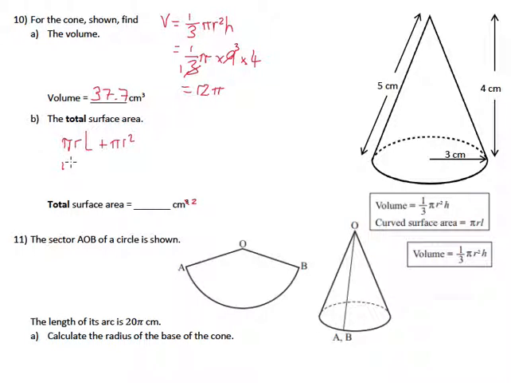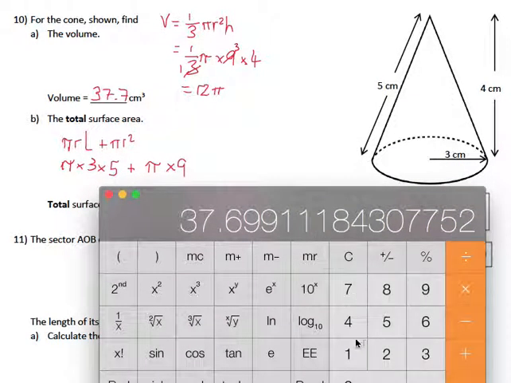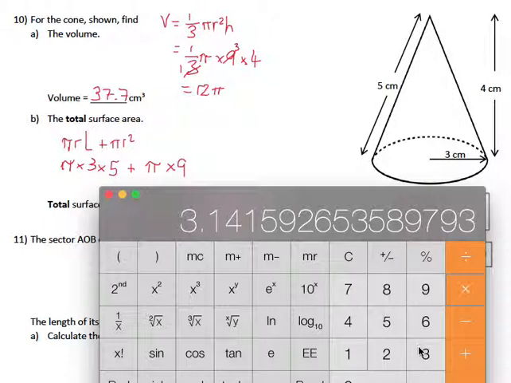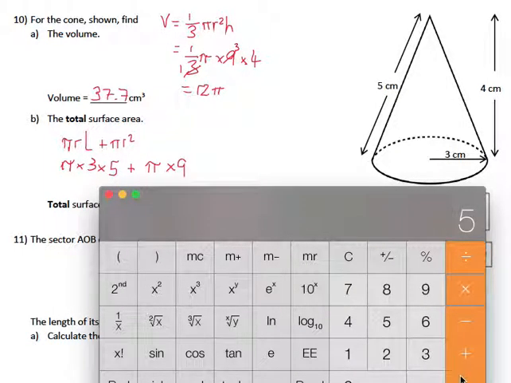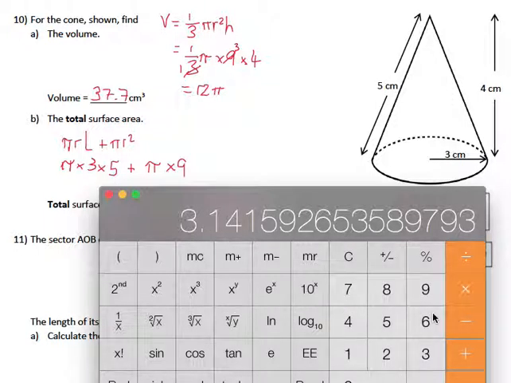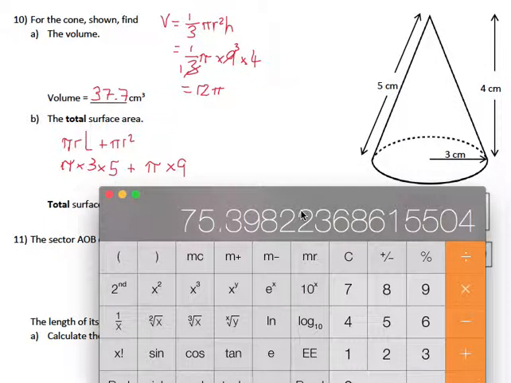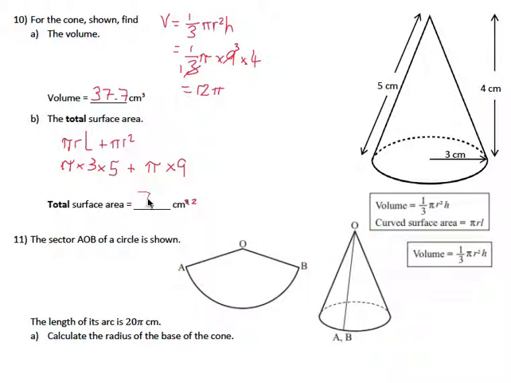Okay, so we've got pi times the radius, which is 3, times L. Now L is this length here, the slant height. So pi times 3 times 5. And we're going to add on pi times 3 squared, which is 9. See what we get. Okay, 75.4 square centimetres.